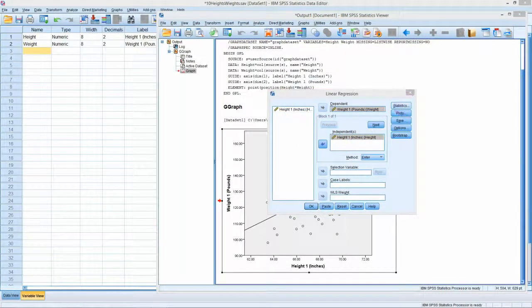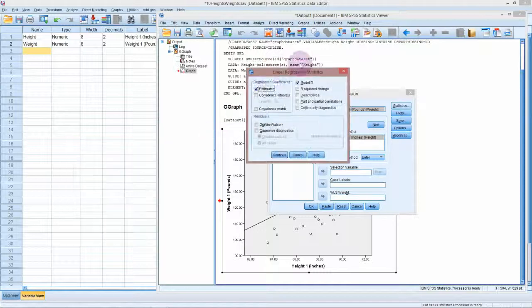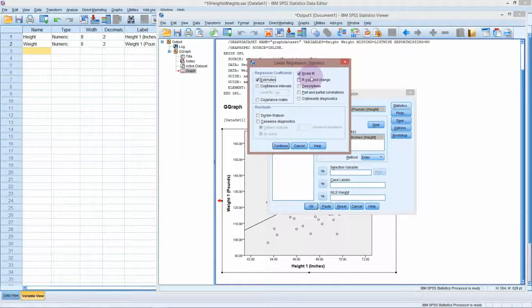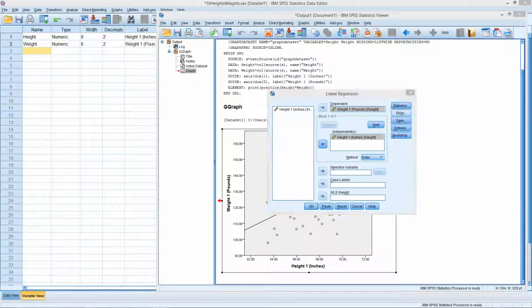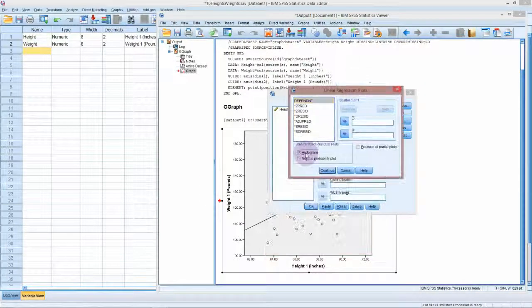Let's look at some of the options. Oh, I've lost my window. Hold on. It pops up on my other screen. So, plots. Just tick these ones here, the histogram and the normal probability plot, and that will let us check for normality.